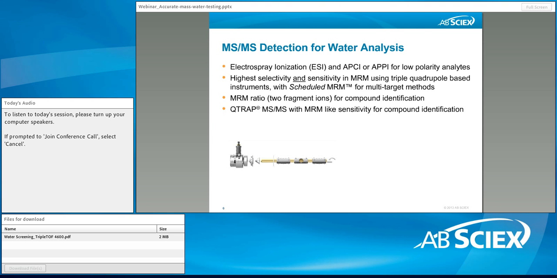On top of that, if we have a QTRAP, we can acquire full-scan MS/MS spectra, and they can be searched against mass spectra libraries, and that helps also with compound identification.